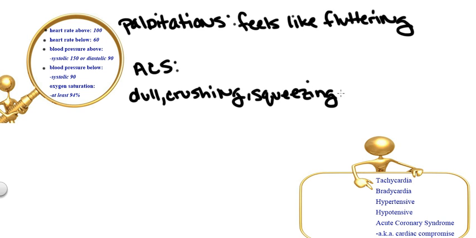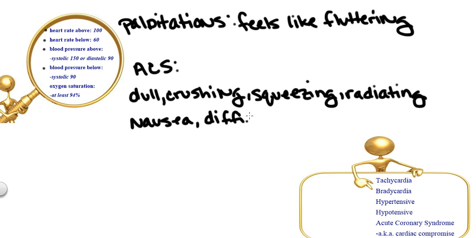A patient with acute coronary syndrome may have chest pain that feels dull, crushing, or squeezing. The feelings may radiate along the arms, down to the upper abdomen or up to the jaw. The patient may complain of difficulty breathing, nausea, but it's uncommon for them to lose consciousness.